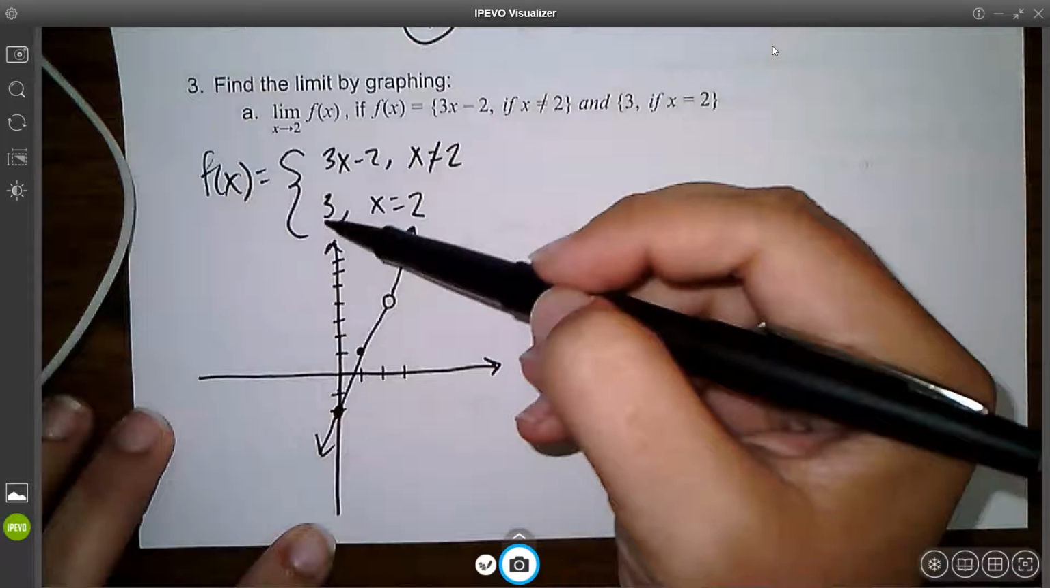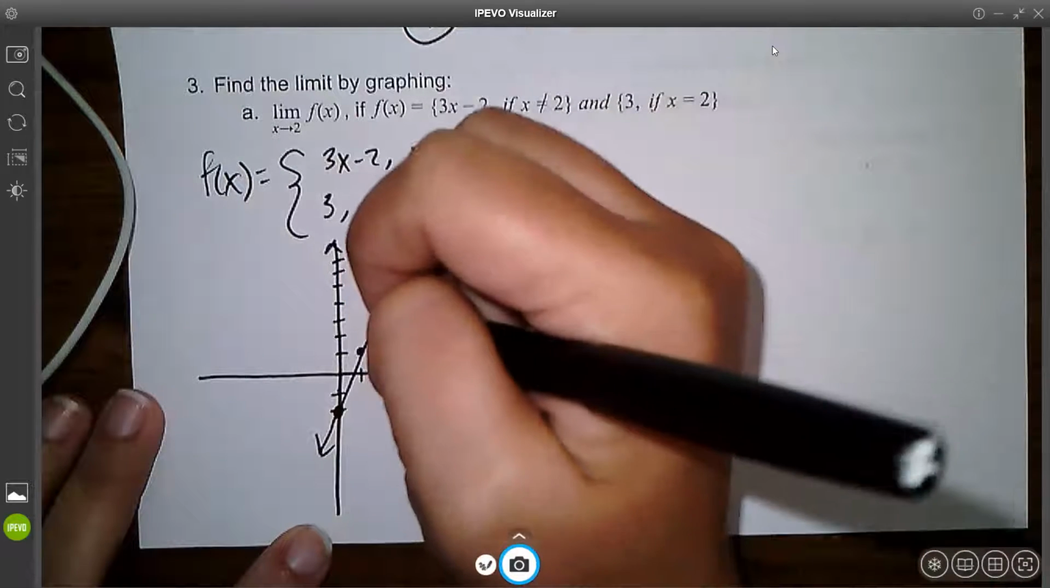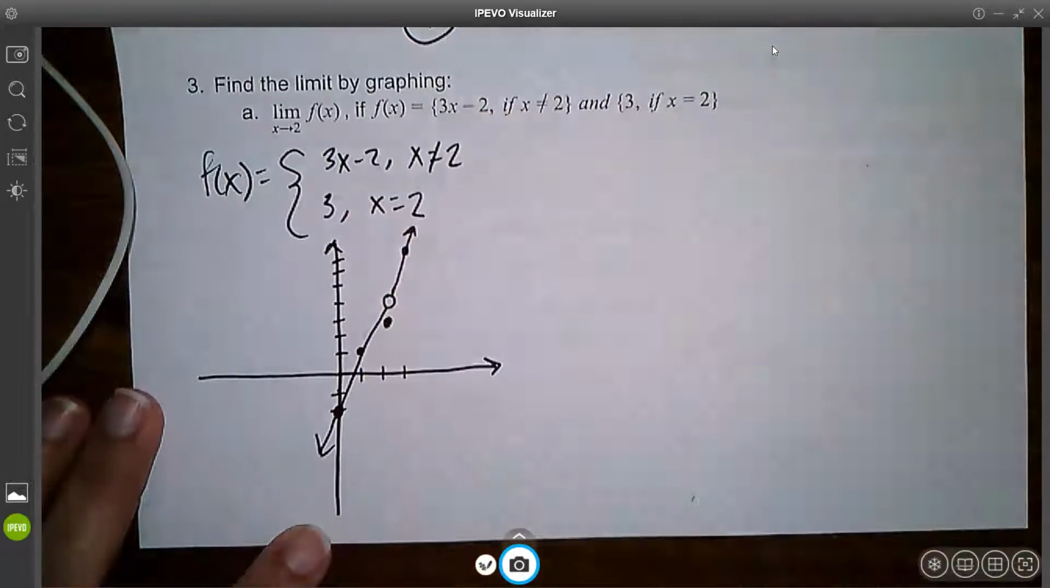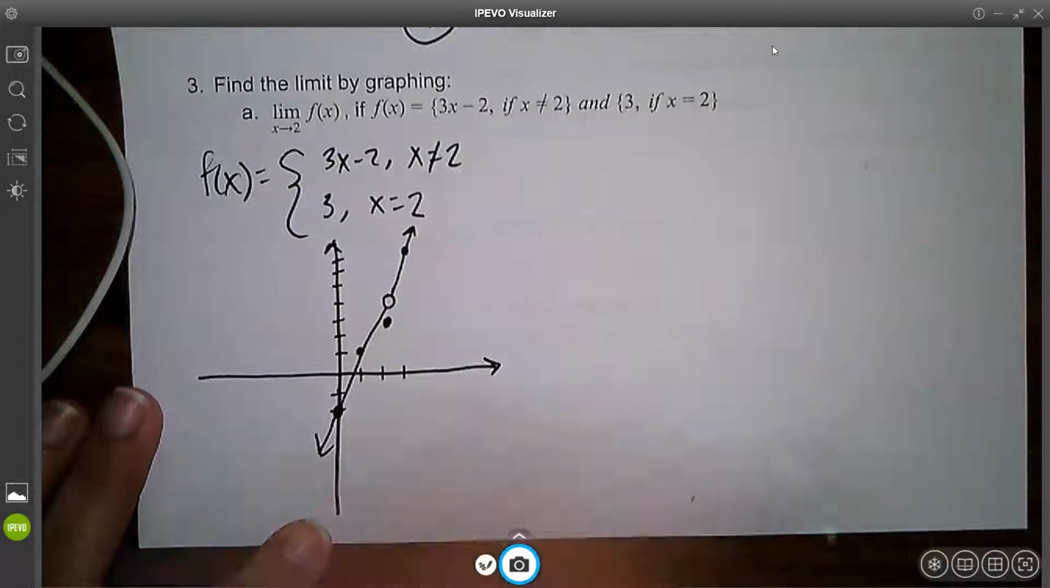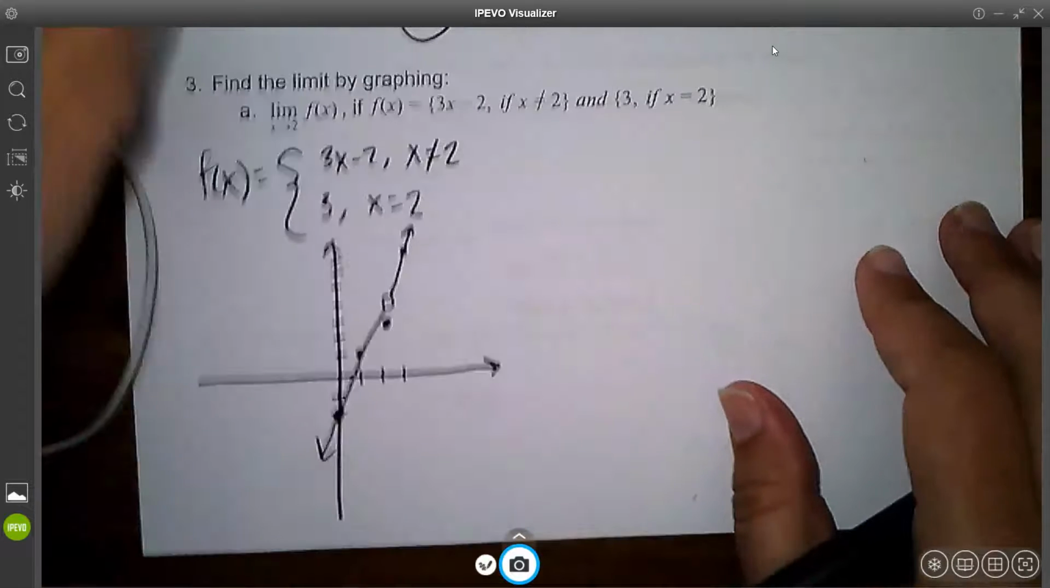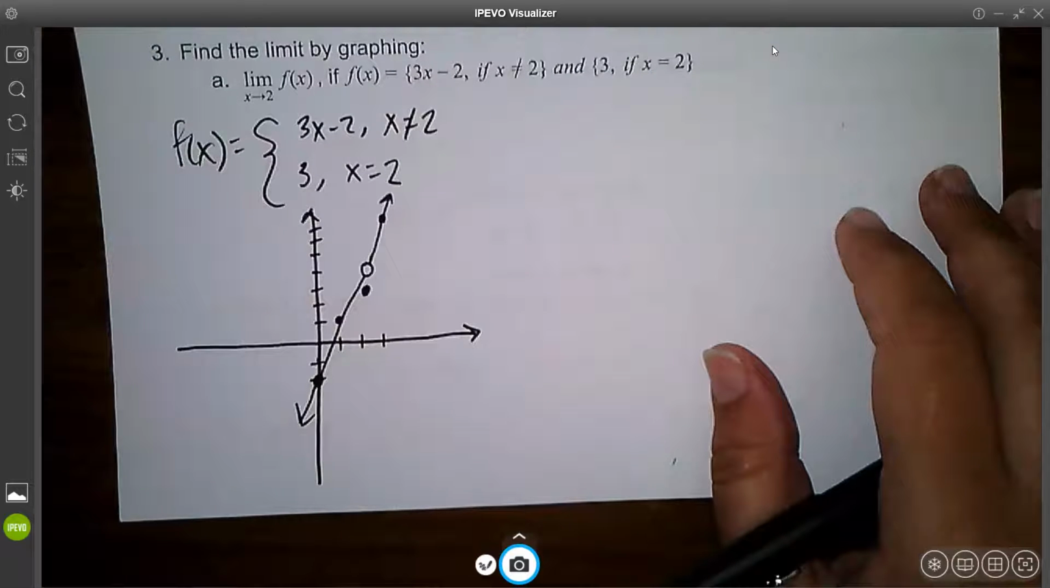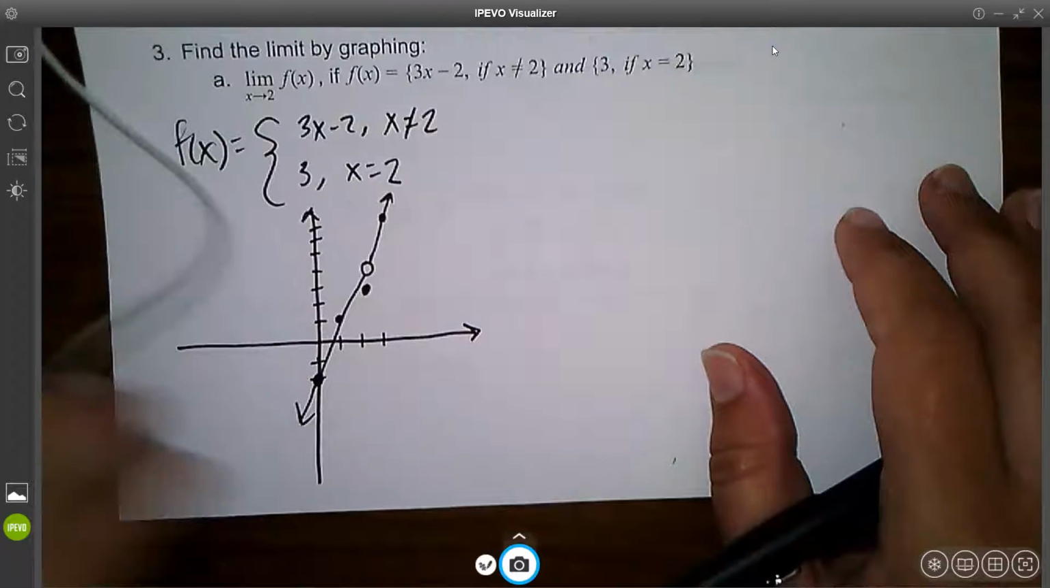And it's 3 when x is equal to 2. So we have that point there that's just below it. Questions on graphing that piecewise equation? So now we want to look at the limit. So whenever you're looking at a graph, you're going to have to look at the limit from both directions.